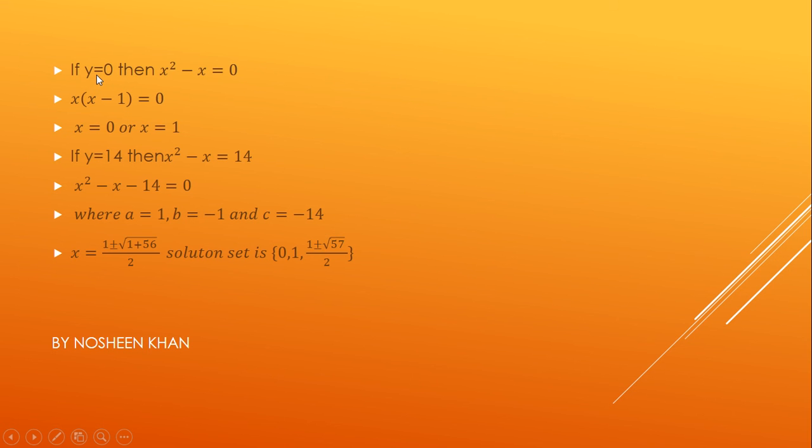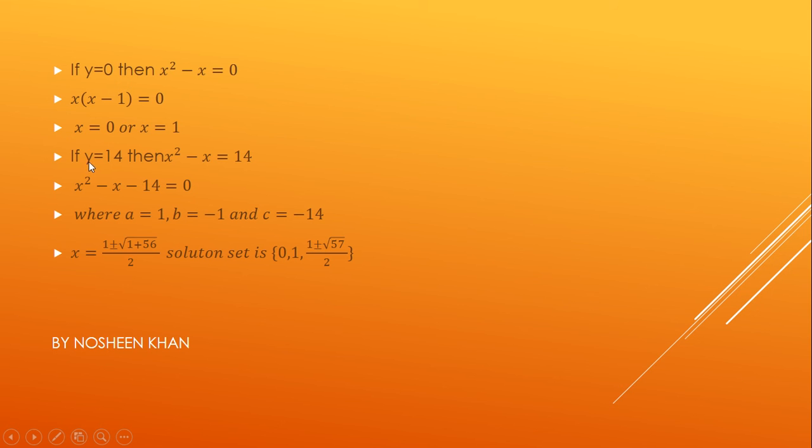Now if y is equal to 0, then x² - x = 0, putting the value of y as we supposed that y = x² - x. Take x common: x(x - 1) = 0. So from here x = 0 or x - 1 = 0. Shift -1 to the right hand side, the sign will change, and x = 1.